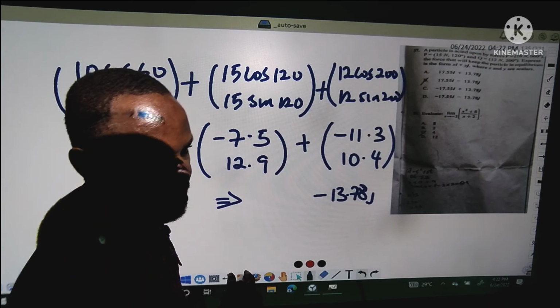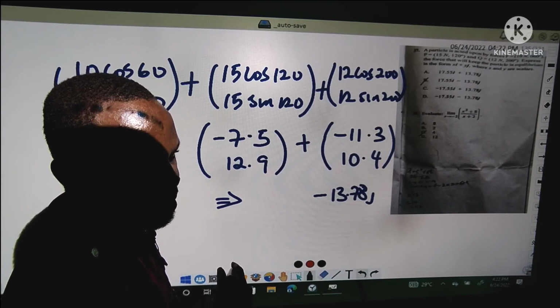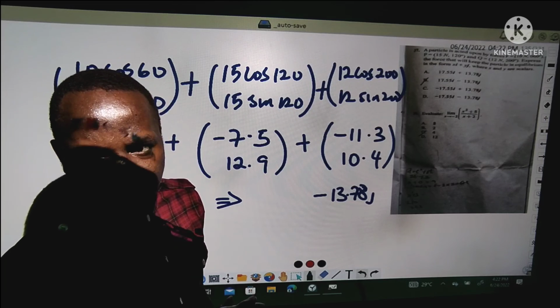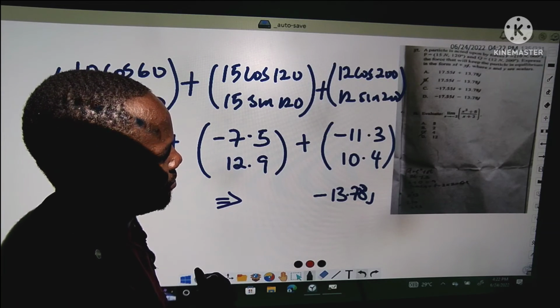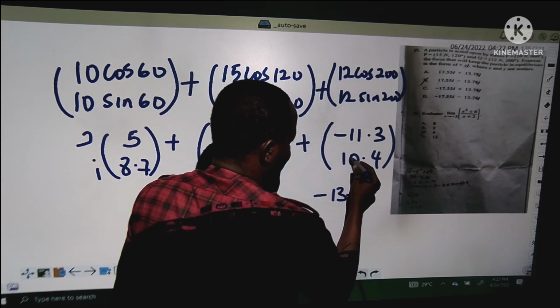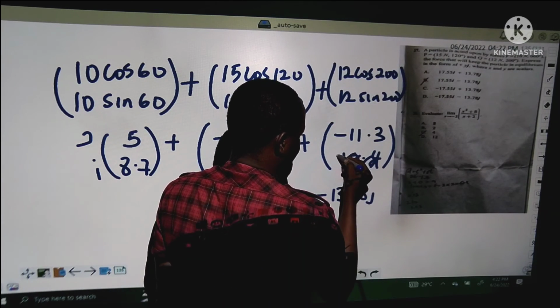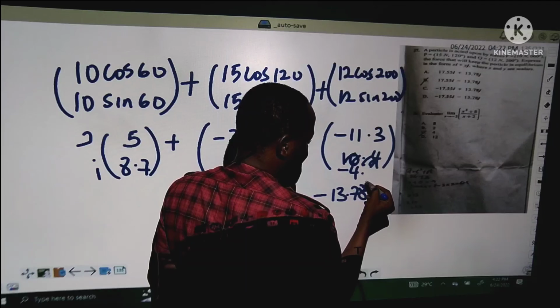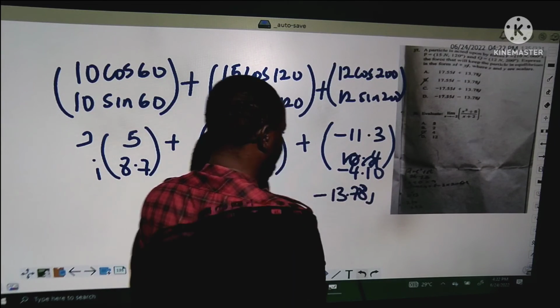12 sin 200. Please check well. Sin 200 can never be positive. Minus 4.10. And see 4 points minus 4.10. We have finished that.